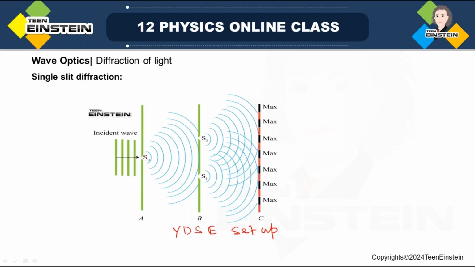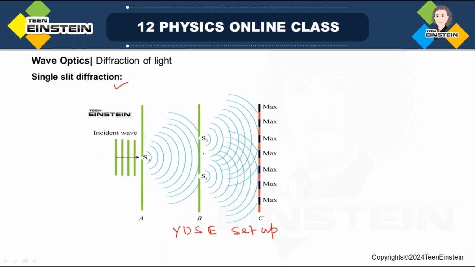Okay, this is the source of light, a monochromatic source of light. Then you have two slits again. Look, S2 and S1 are acting as sources for the interference pattern to happen. So if we replace these double slits with a single slit, then we'll be able to observe a diffraction pattern, and that is the single slit diffraction pattern.